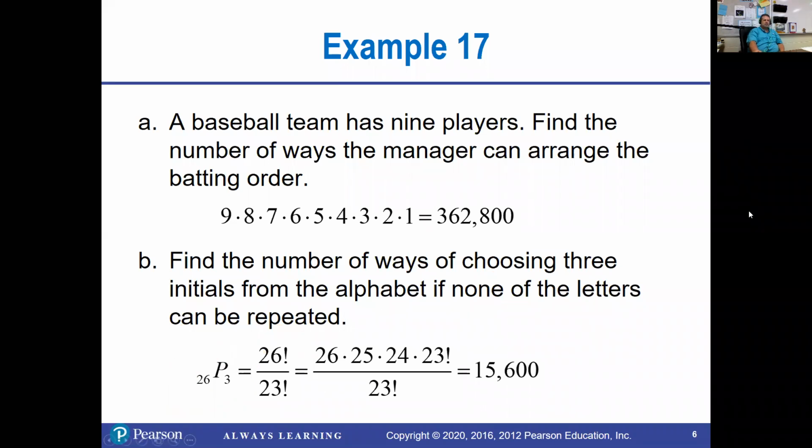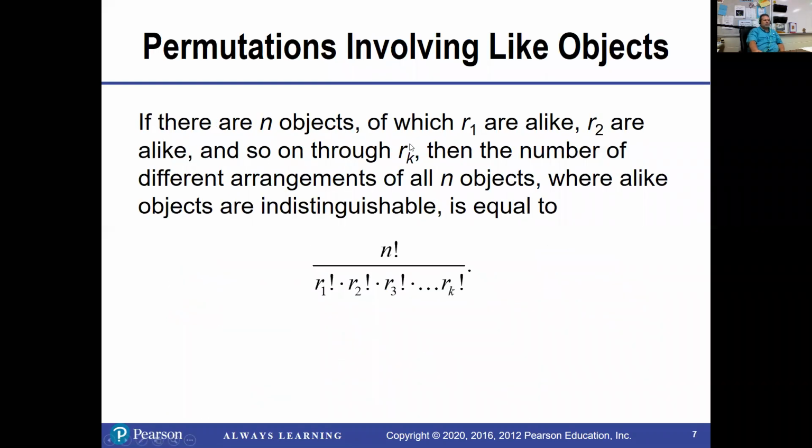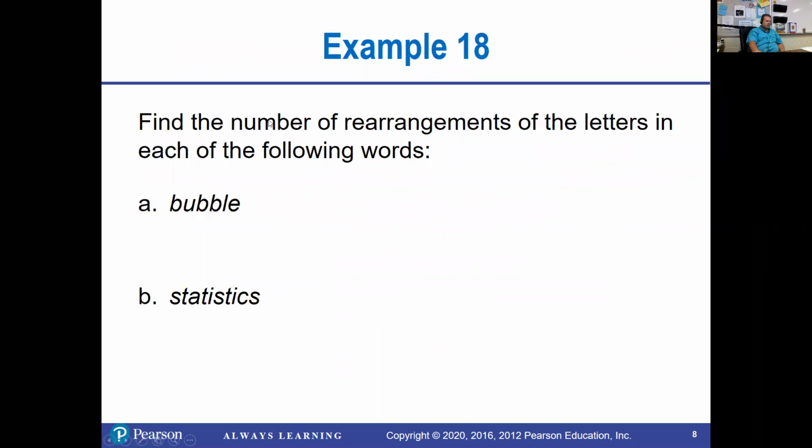You may have to know how to set it up. All right, permutations involving like objects. If you have n objects in which r1 are alike, r2 are alike, and so forth, you can figure out how many permutations. Because if you have like numbers and order matters, you have to figure out how many of them you have left, basically. Okay, an easier way to show it is this.